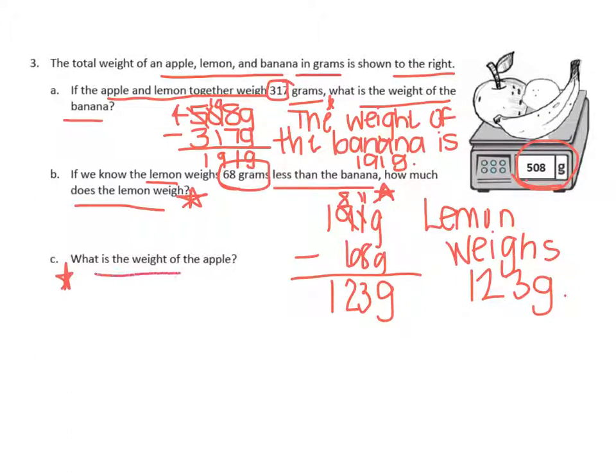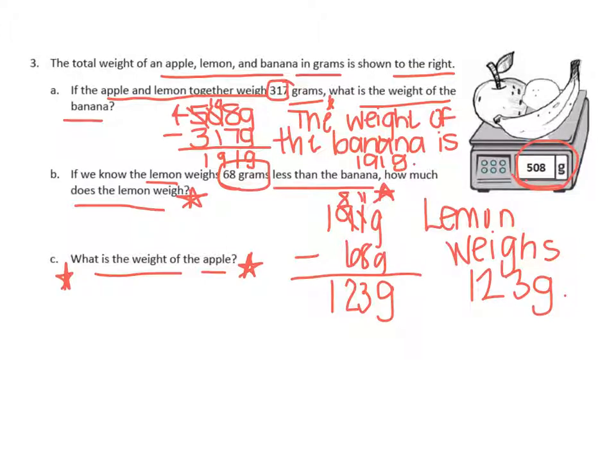Let's look at letter C. It says, what is the weight of the apple? So I know that the banana weighs 191 grams. I know that the lemon weighs 123 grams. I know that total, all of the fruits together weigh 508 grams. So I could actually solve this in a couple of ways. The first way I could do is I could take the lemon weight and the banana weight. I could add them together and then subtract it from the 508 grams.